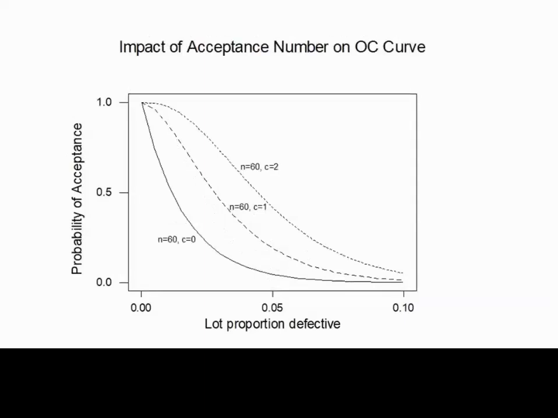Just as a side point, if we keep the sample size the same and we increase the acceptance number, that causes the OC curve to shift to the right, or you can think of it as shifting up and to the right, meaning that for a given proportion defective, there's going to be a higher probability of acceptance if we allow 2 failures than if we only allow 1 failure.